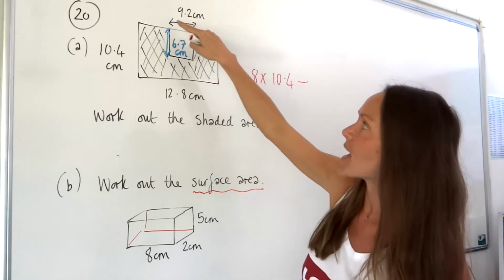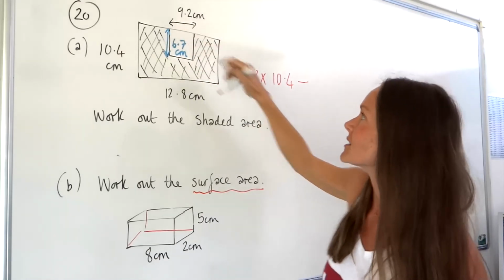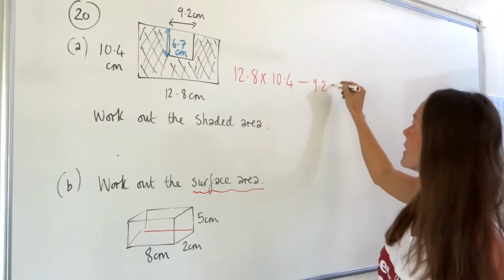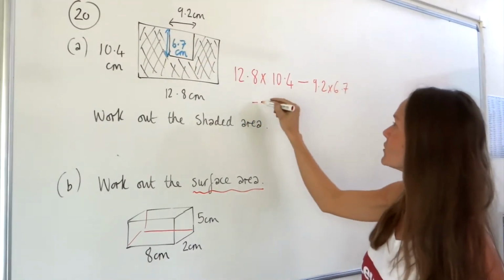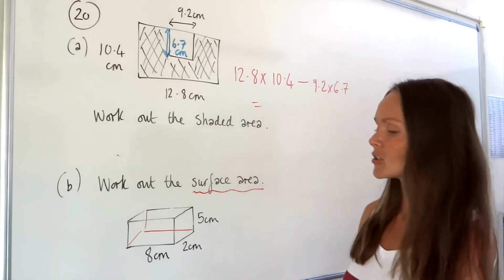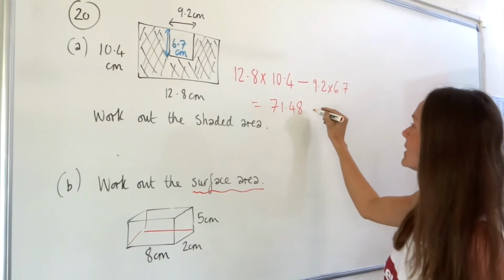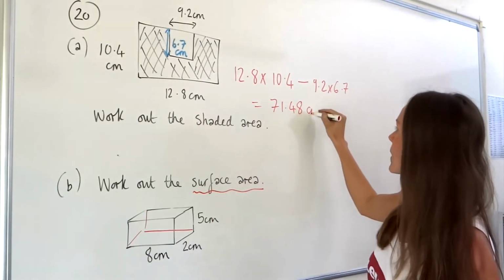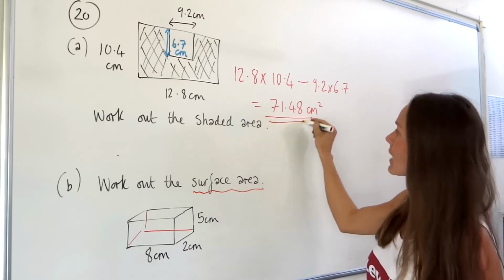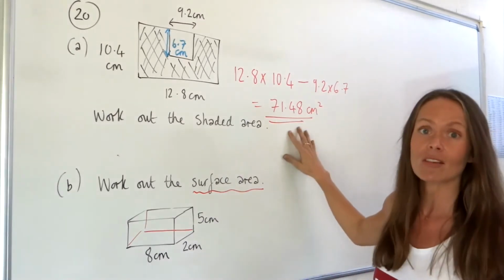And then we work out the area of that unwanted part, this rectangle here. So base is 9.2 and the height is 6.7. So all you need to do then is pop that calculation into the calculator and you get 71.48. The units for area are centimetres squared, and you don't need to round that answer to 3 significant figures because it's an exact answer, so you can just leave it like that.